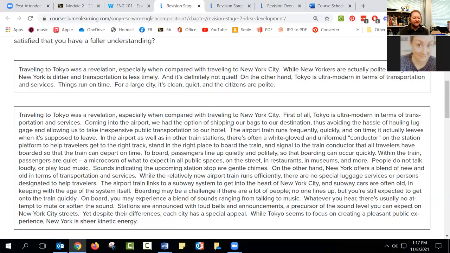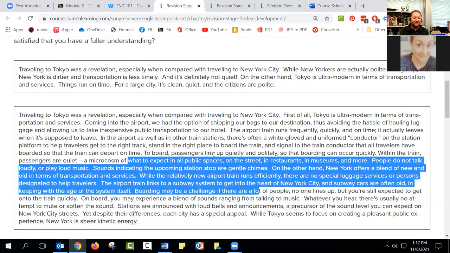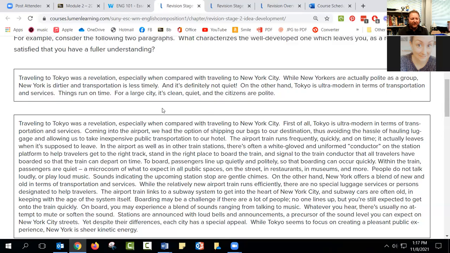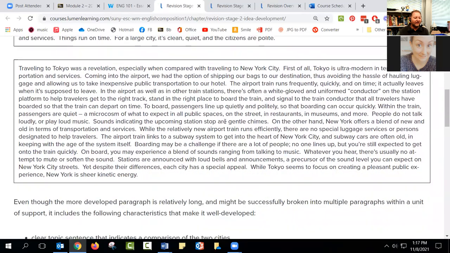And with the more specific details, especially all the visual ones, you can see the differences as well. So I don't have to go to the Tokyo airport train to envision what it looks like because they talked about enough stuff there. And if you read the rest of the paragraph, they talk about a lot of stuff there. All right. And so it's a really good example to look at.